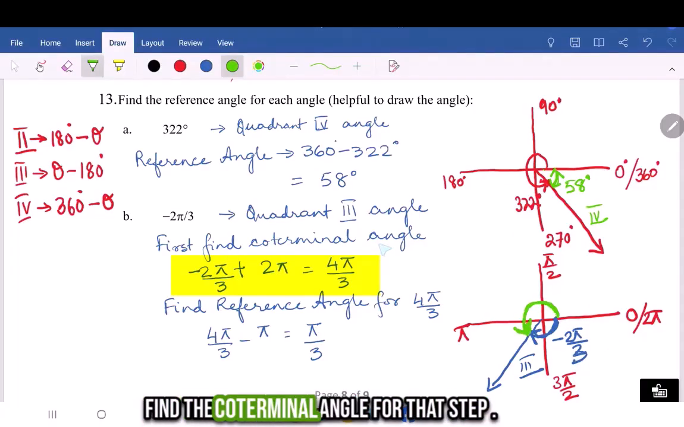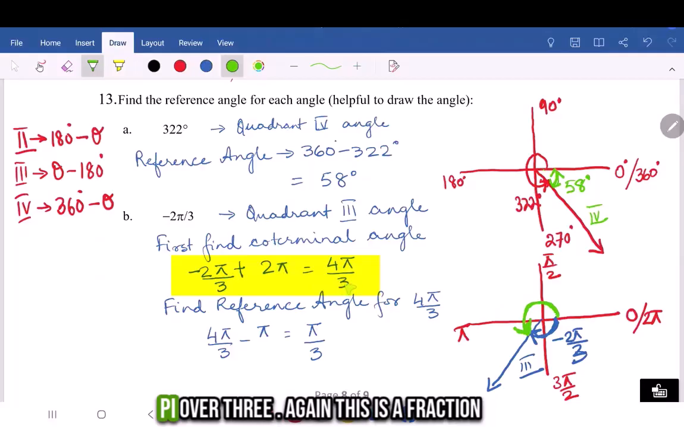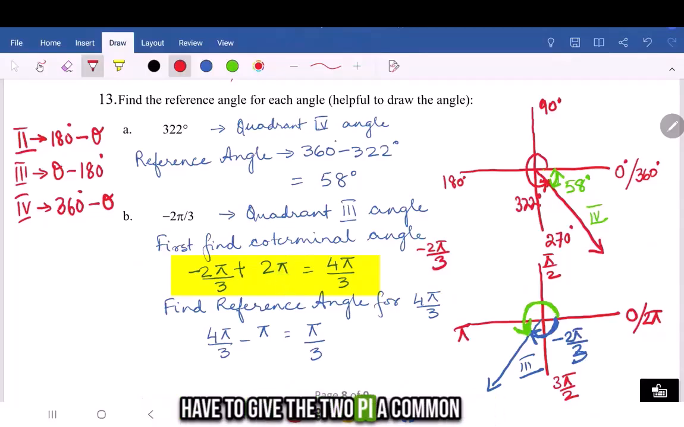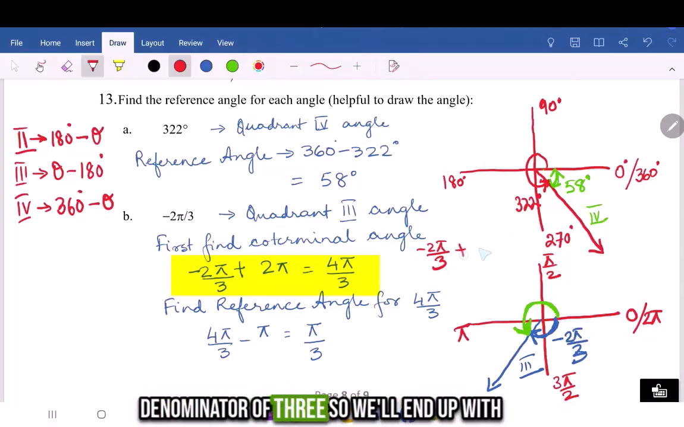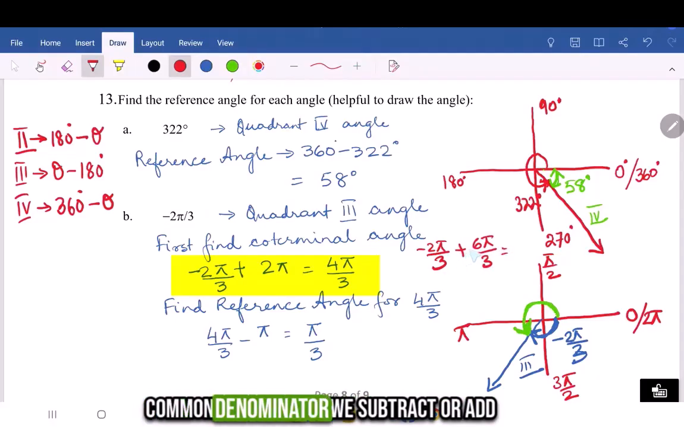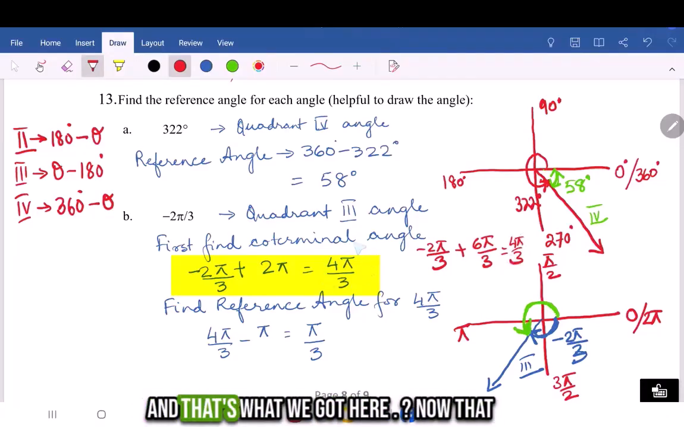So first find the coterminal angle. For that step, I've added 2 pi. So it's negative 2 pi over 3 plus 2 pi, which gives us 4 pi over 3. Again, this is a fraction addition or subtraction, if you want to call that. The way we worked it out is negative 2 pi over 3 plus 2 pi. We have to give the 2 pi a common denominator of 3. So we'll end up with 6 pi over 3. Now that we have a common denominator, we can subtract or add the numerators, whatever you please. And that would give us 4 pi over 3. And that's what we got here.